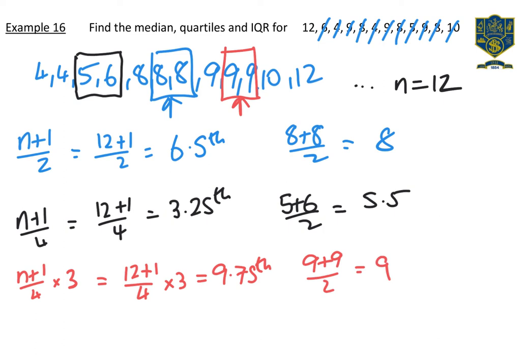Now we could have done this differently. Rather than working out (n plus 1) divided by 4, times 3, because we know the lower quartile is the 3.25th term, we could have counted back 3.25 and looked at the third and the fourth term. So 1, 2, 3, 4. So it's the same two 9s. So it doesn't matter if you count forwards or backwards, or do (n plus 1) over 4 times 3. The interquartile range then is the upper quartile minus the lower quartile, which gives us 3.5.